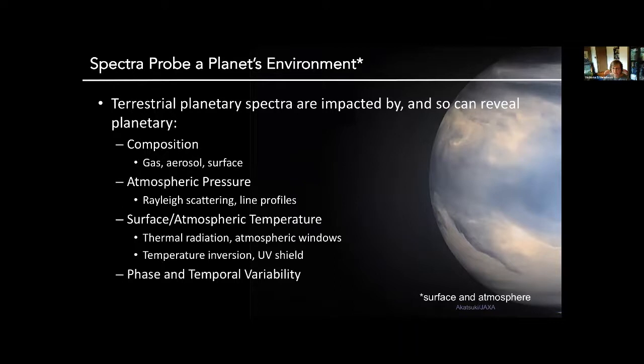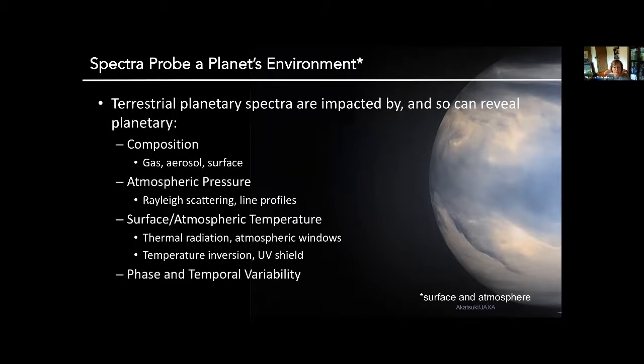So there's Rayleigh scattering and line profiles that we could potentially go after. But I'll again point out that if you're trying to translate this to exoplanet science, where you're working more in the disk average, sometimes that translation won't work. And then surface and atmospheric temperature are things we can also go after via thermal radiation within atmospheric windows, which I'll talk about. We can look for things like temperature inversions, which can reveal the presence of a UV shield for the surface, which is important for us when we consider terrestrials.